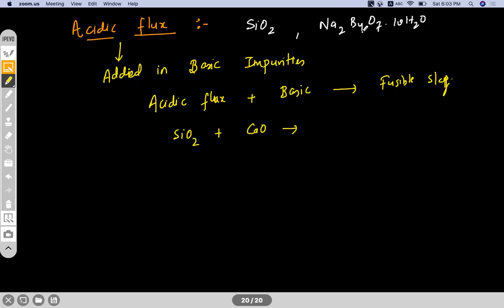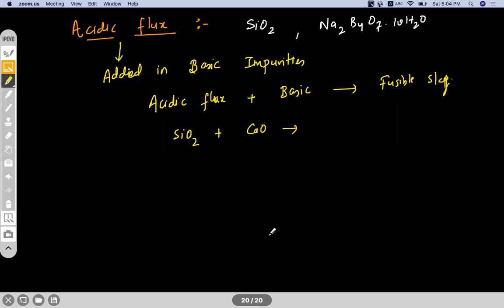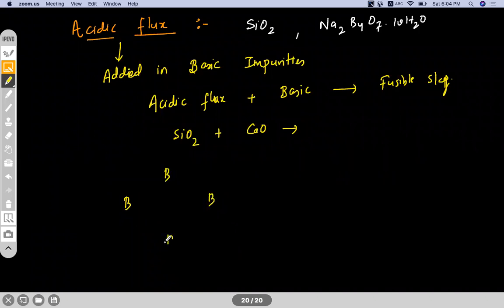Sir, which acidic character are we talking about? Because if borax is basic and we are using acidic flux, we are telling it as acidic flux. See, it's not like in the solution how it is behaving. The acidic behavior, if you look at the structure of borax we have, depends upon its structure.